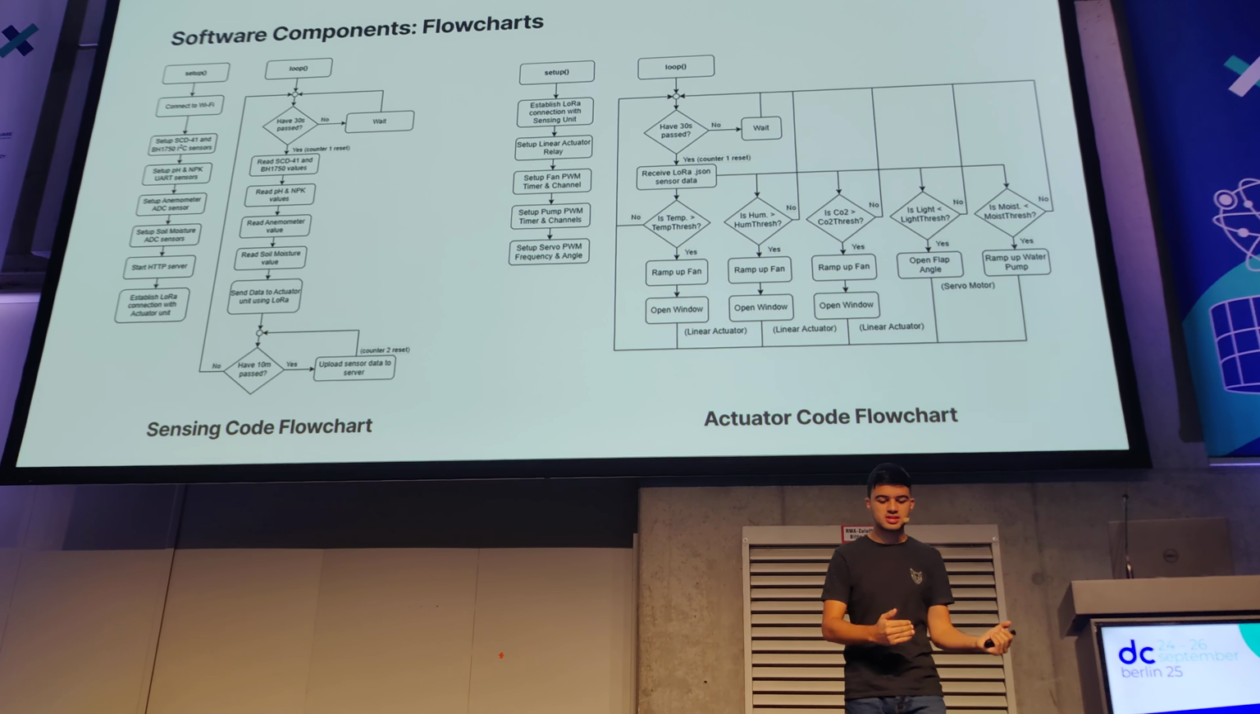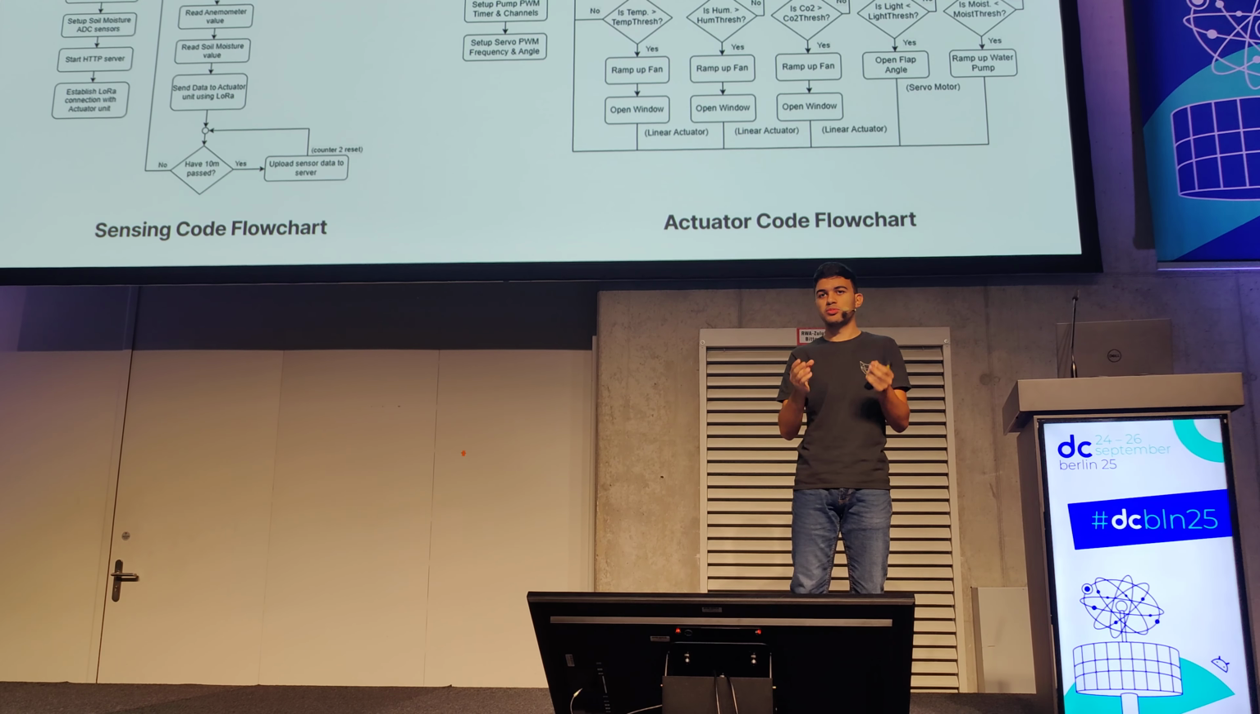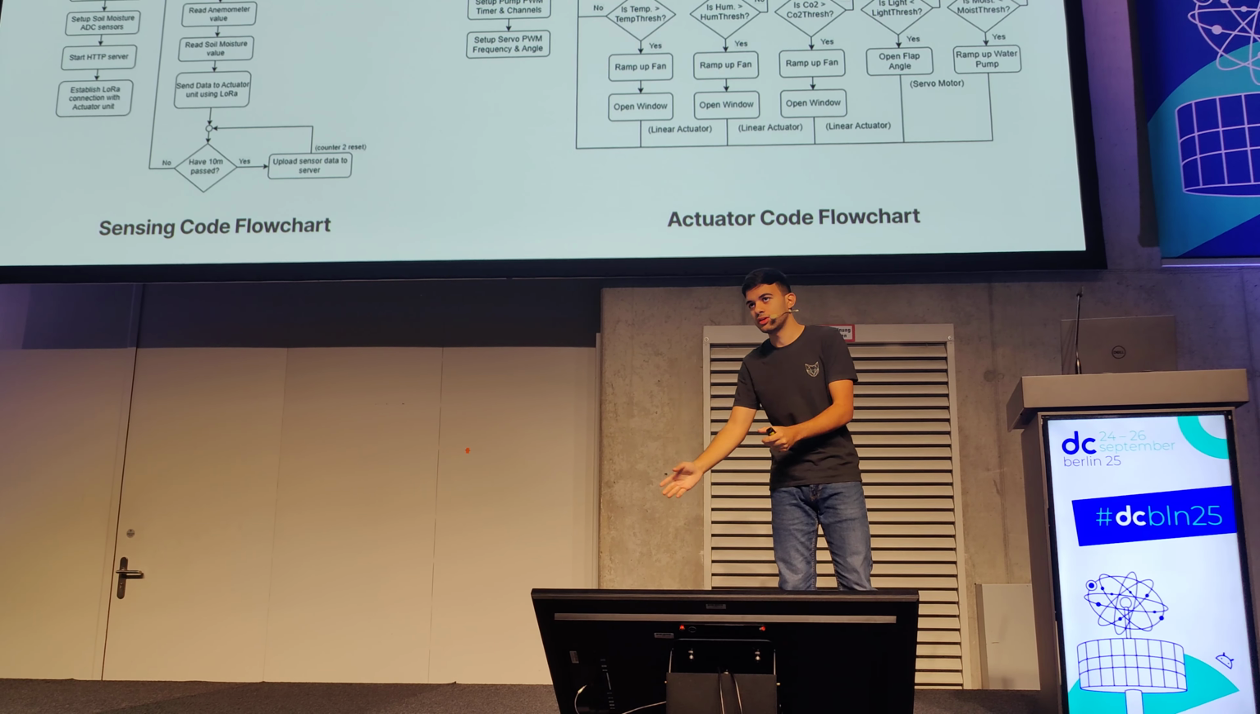For the actuator, we establish a LoRa communication, we establish the linear actuators, the fans, etc. And according to thresholds, so in this case temperature, humidity, carbon dioxide, light, and moisture thresholds, it will start behaving automatically. So if a farmer is away from his greenhouse, it will automatically take over and make sure that everything is in optimized conditions. Obviously, these may vary according to what crop you have, but in this case, it's adjustable for different reasons.